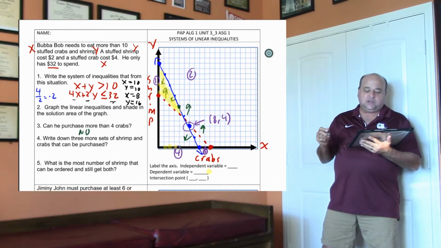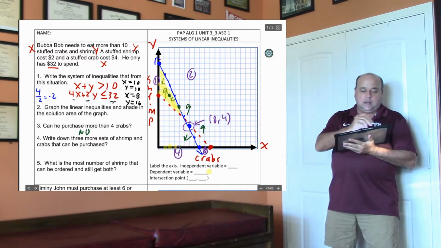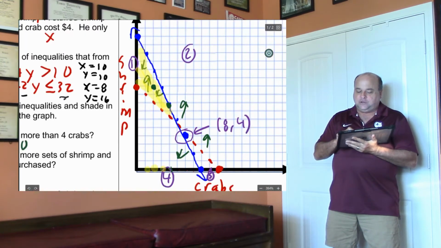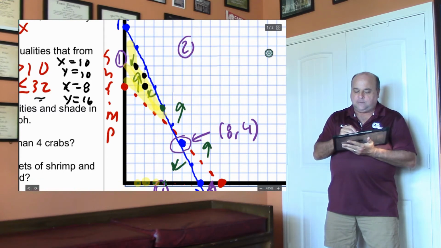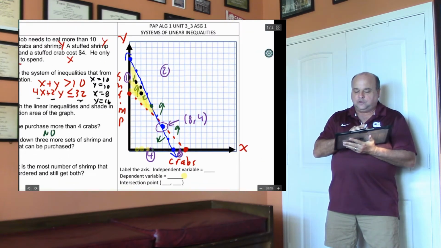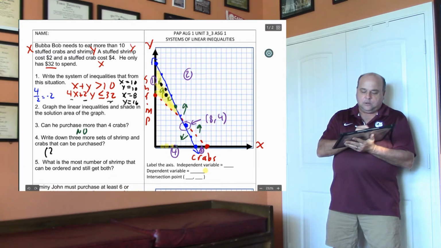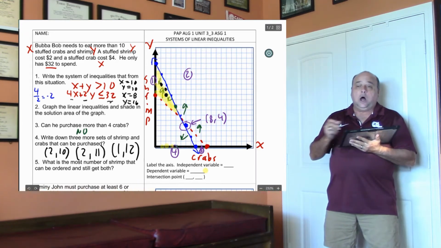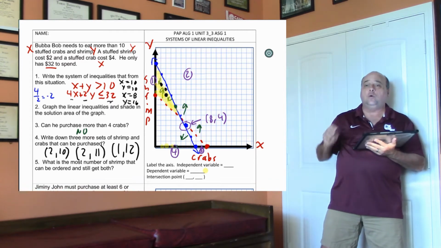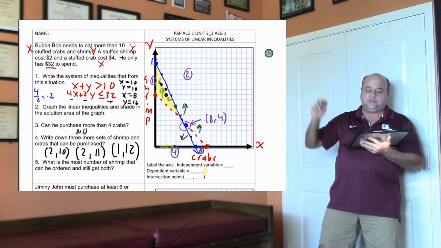Write down 3 more sets of shrimp and crabs that can be purchased. Just find ordered pairs in here. So we can get this one. Let me do it in black. Okay, and I'm going to zoom in. So I could get this one, this one, and this one, right? So those are my ordered pairs. So this is 10, so I could do 2, 10. I could do 2, 11, and I could do 1, 12. All of these could be different depending on which ones you plot, and you just write down the ordered pair. Remember, X is the crab and Y is the shrimp.